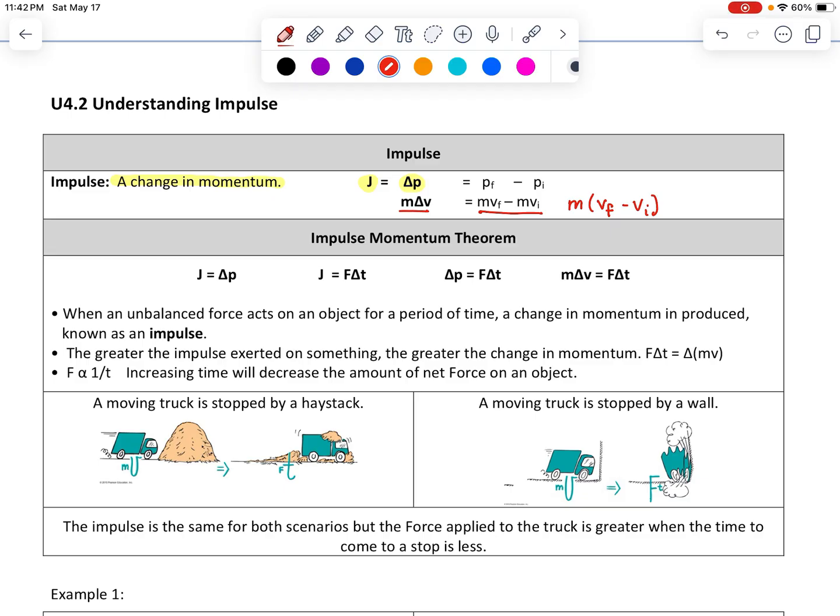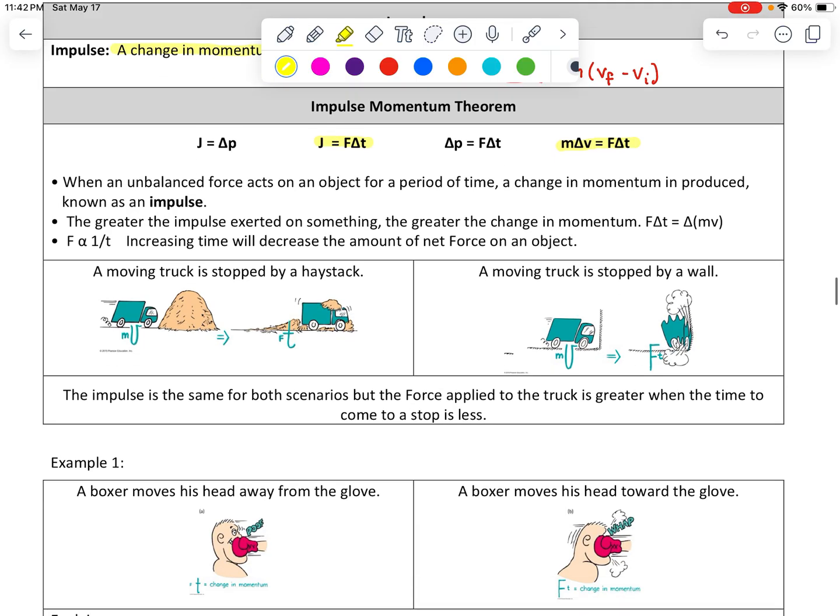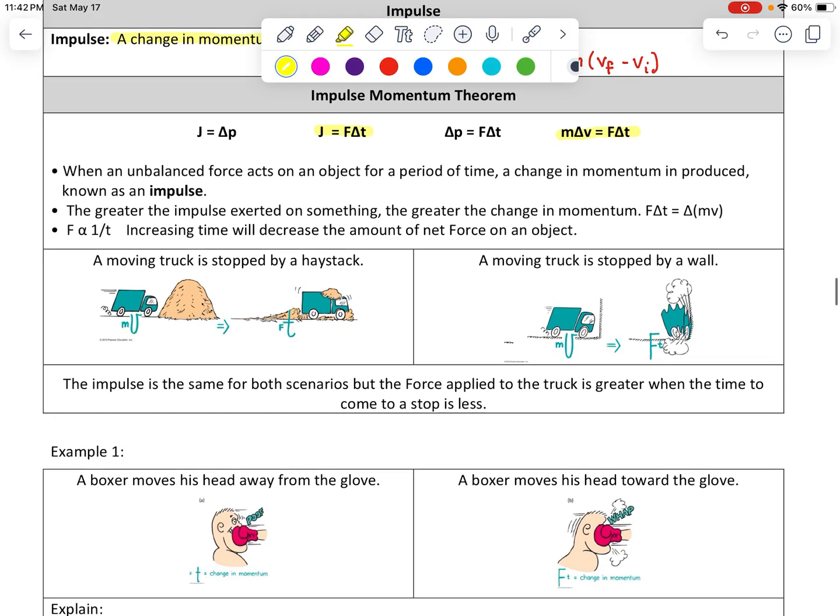Also, just remember then that m delta V is equal to F delta T, right? That's our other formula for impulse, is force times time. Also remember, we went through this, I think, in the last notes, but that F is inversely proportional to T. If we increase the time, then we decrease the force. Okay, those are inversely related.